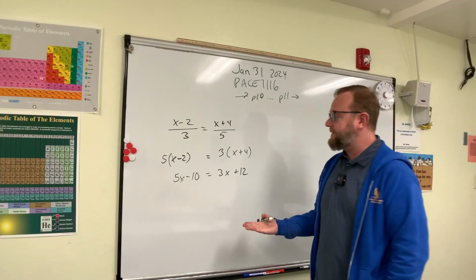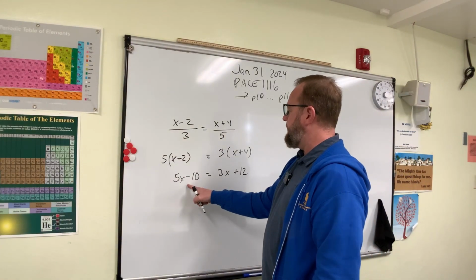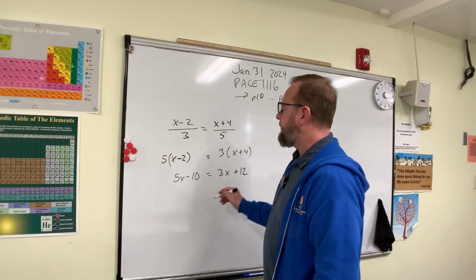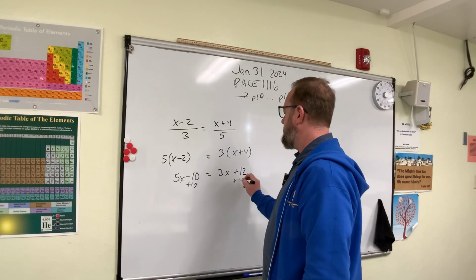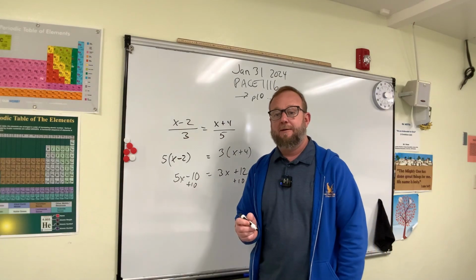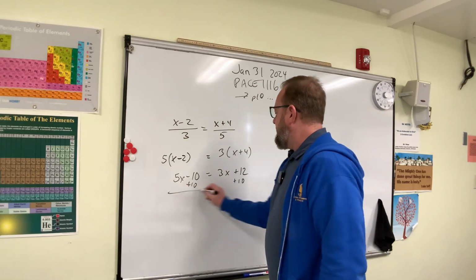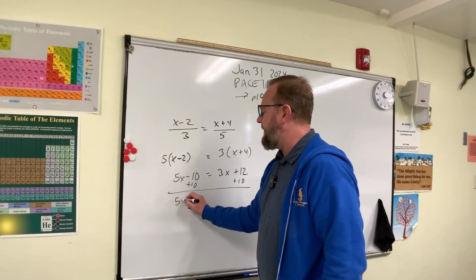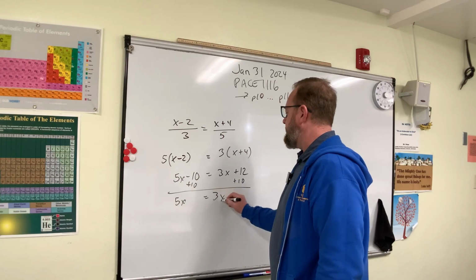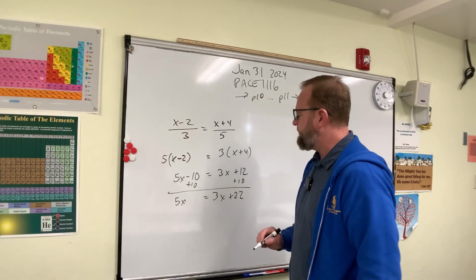Continue solving for x. What do I want to do? Get this over here. So add 10 to both sides. What does that give me? 5x equals 3x plus 22.